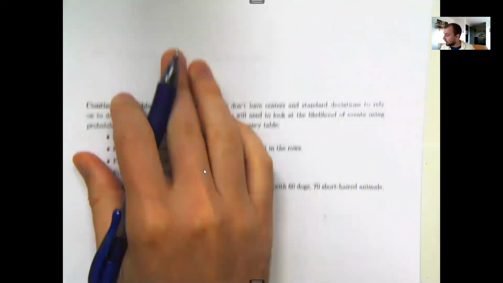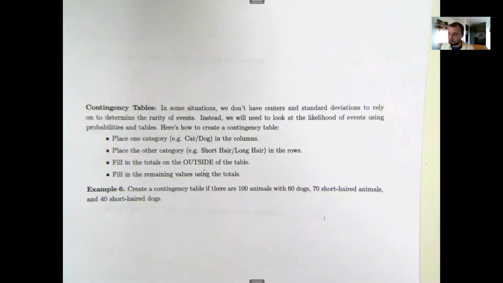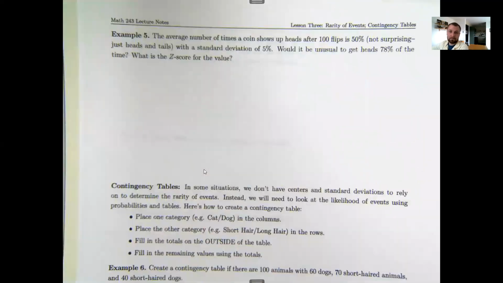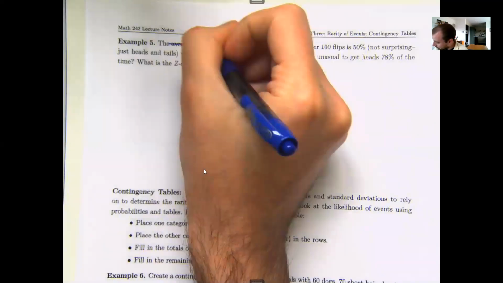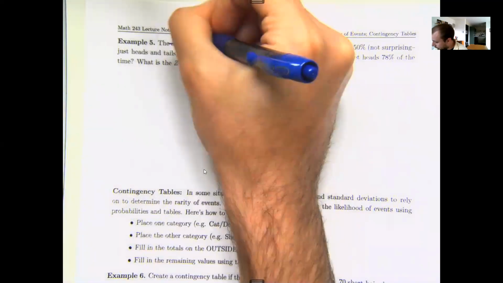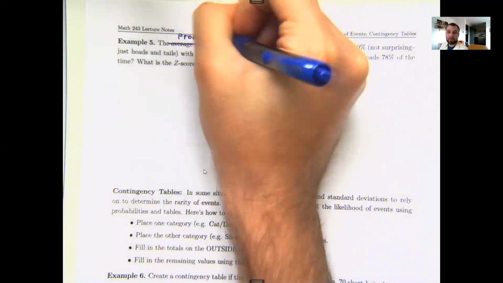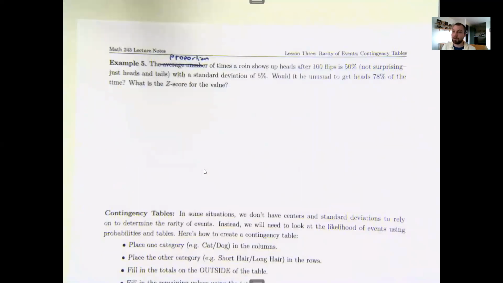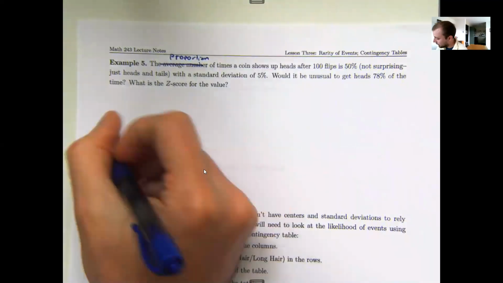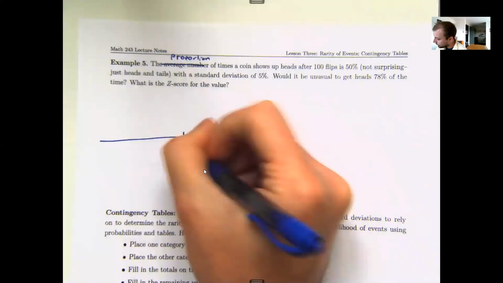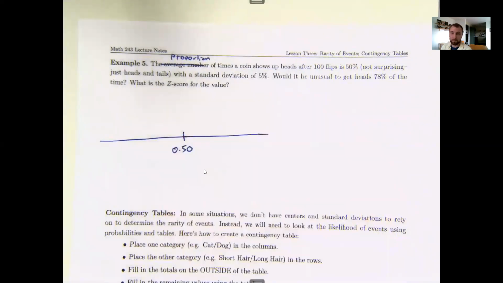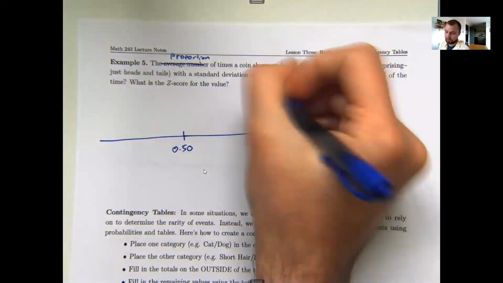The average number of times a coin shows up, or proportion of times is probably the better phrase here, that you should get heads after 100 flips is 50% of the time. This is pretty reasonable. So if I flip a coin a whole bunch of times, on average, I expect to get 50%. Now, I'm not always going to get 50%. I might get like 51 or 49%. In fact, the amount that this varies by is 5%.